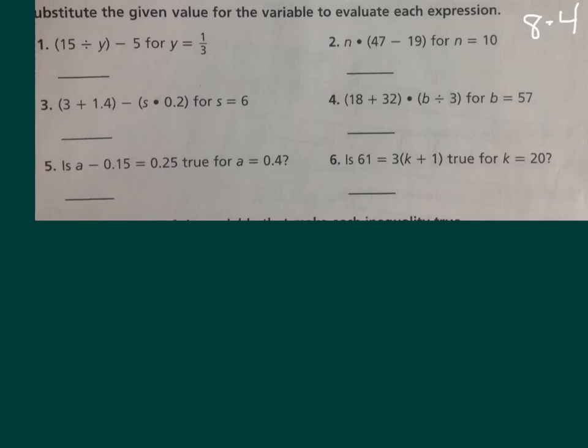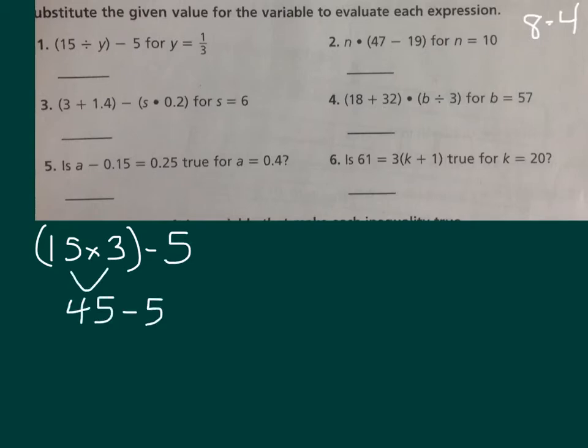When you're asked to evaluate each expression, it's kind of another way of asking you to solve the expression. So they're giving you the number to go in for the variable. Here, the first one is a really confusing one, because 15 divided by 1/3 is the same thing as saying 15 times 3 and then subtracting 5. So we do the 15 times 3 first because of order of operations, and our answer is 40.